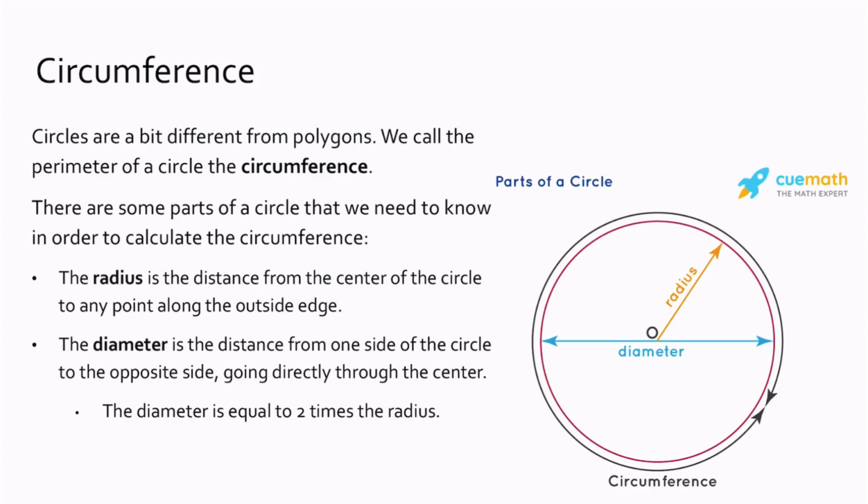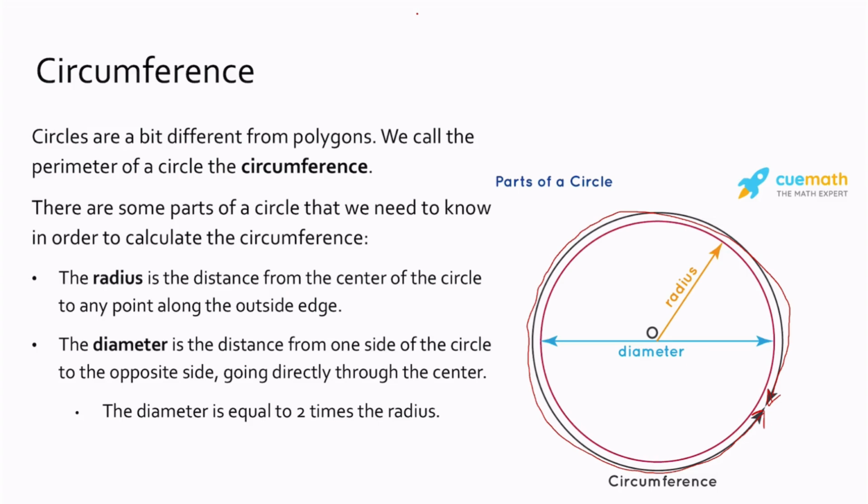Now, circles are a little bit different from polygons. For some weird reason, we don't use the word perimeter when we talk about the outside of a circle. We use the word circumference. So there are some different parts of the circle that we need to know. The circumference, as I said, is the distance around the outside of the circle. So again, it's like walking that track. It's basically the perimeter of the circle.